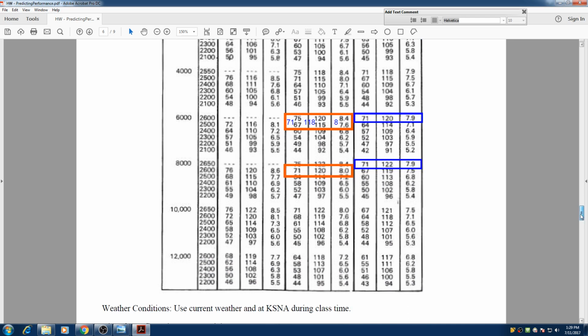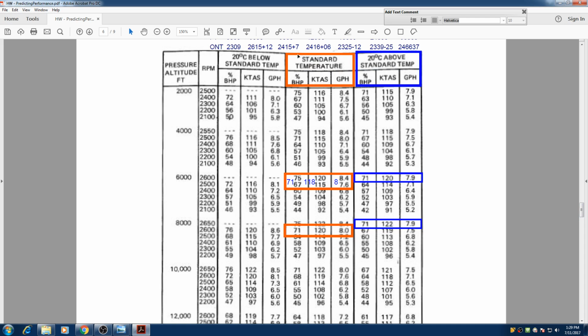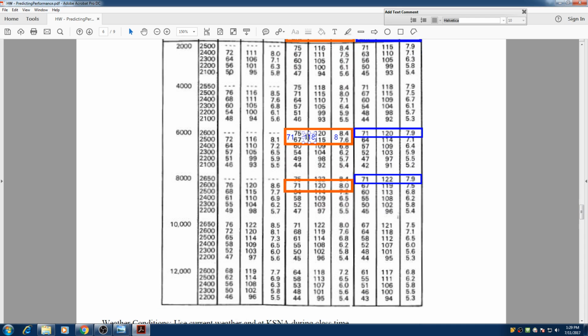I'm going to give you an example first, and then we'll go over the example that we have here. If we had to climb to 12,000 and the temperature was standard, we could easily go here and look at these figures, where we're interested in 70%. Let's look at 10,000 feet, which is easier. At 10,000 feet and 70%, it gives us roughly 122 knots and 8.0 gallons of fuel. However, for this flight it's not the case.